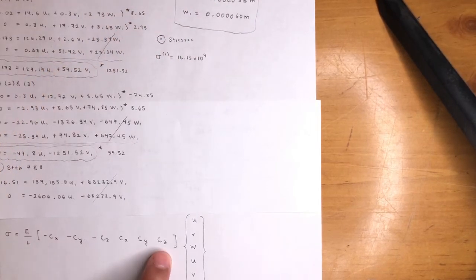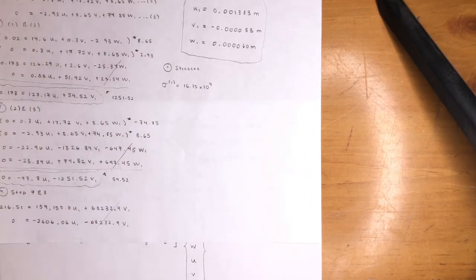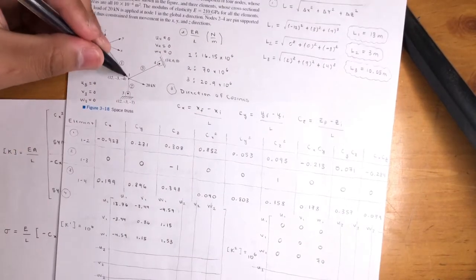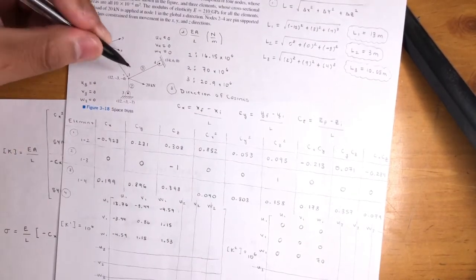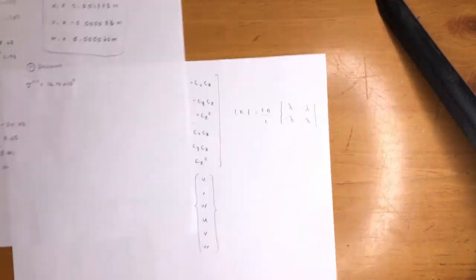Cx, Cy, Cz. Check it out. Sigma 1, we're doing element 1, right? It's between nodes 1 and 2. Now, in all cases, we're going from 1 to 2, 1 to 3, 1 to 4. So in all cases, we're going to have this value right here.